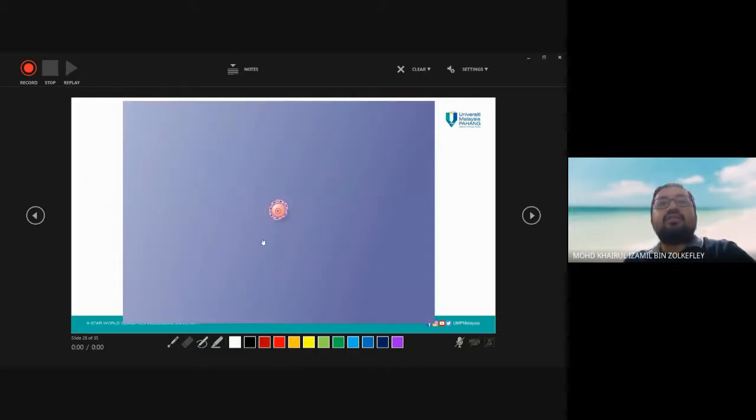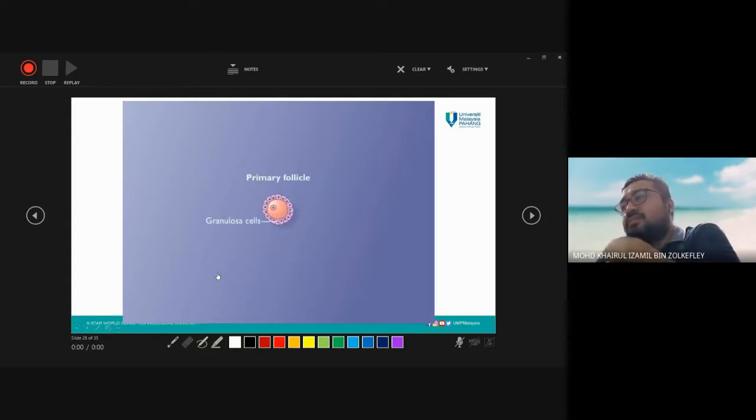Kita tengok. A primordial follicle consists of an oocyte surrounded by a single layer of squamous granulosa cells. A primordial follicle becomes a primary follicle. Boleh dengar? Granulosa cells become enlarged and cuboidal. The primary follicle enlarges and the granulosa cells form more than one layer. The zona pellucida forms around the oocyte.